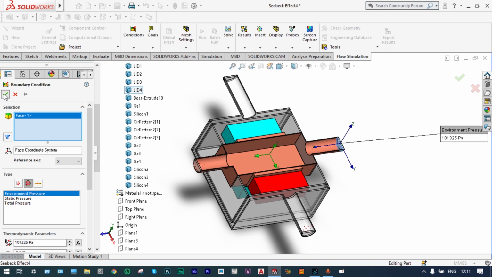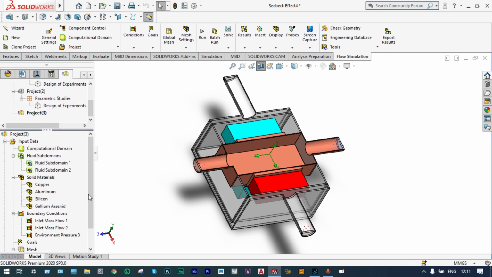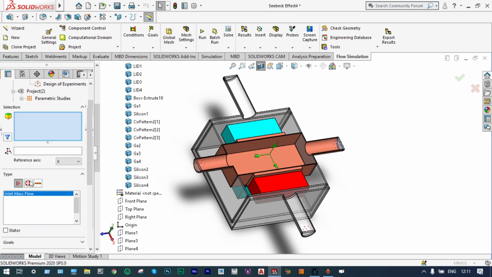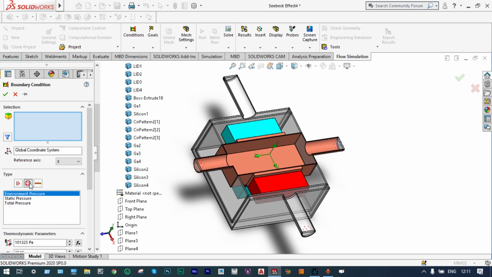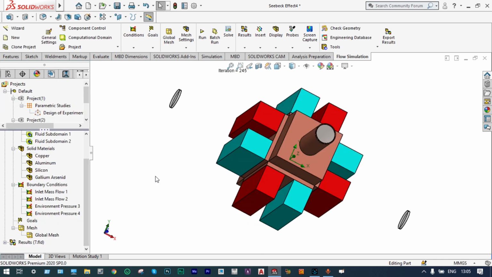Selected. Green check. Another boundary condition is needed. Insert boundary condition. It will be environmental pressure at this exit location of liquid nitrogen. Selected. Green check. So all the boundary conditions have been defined.